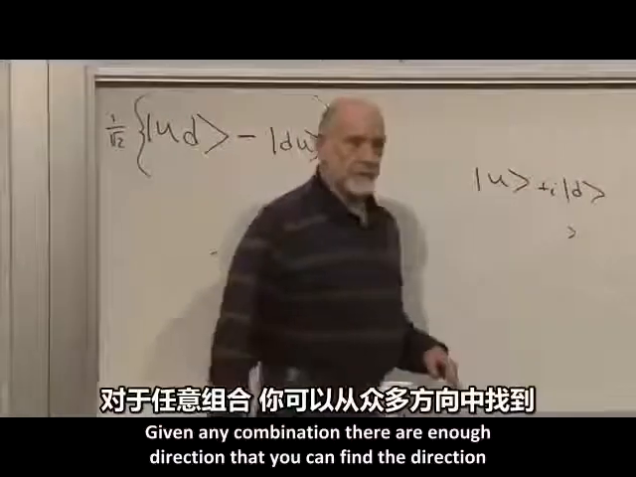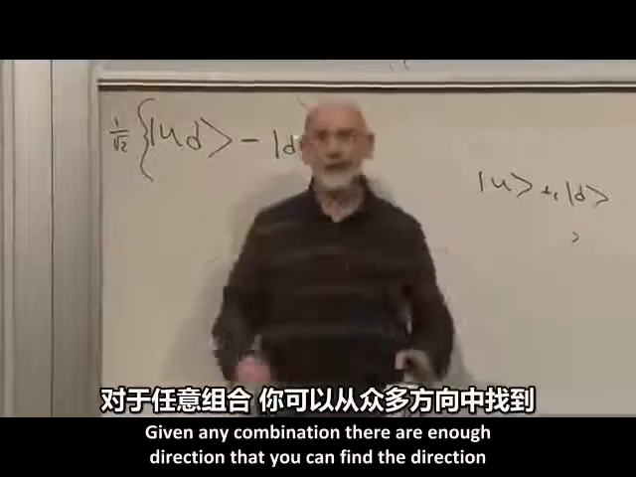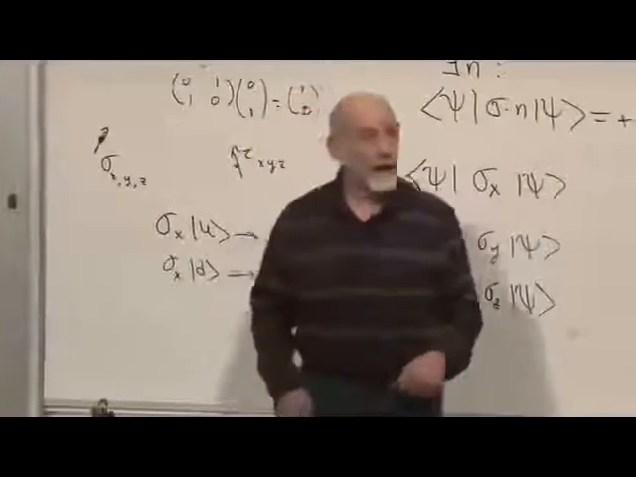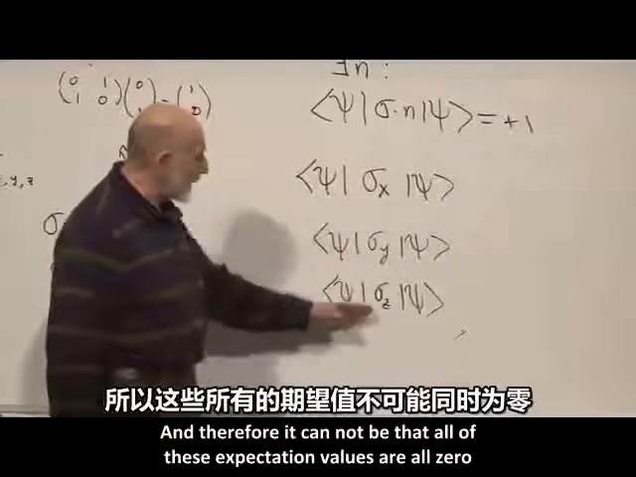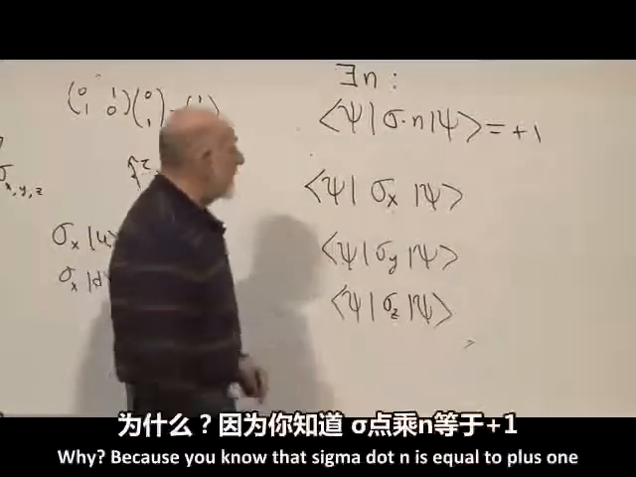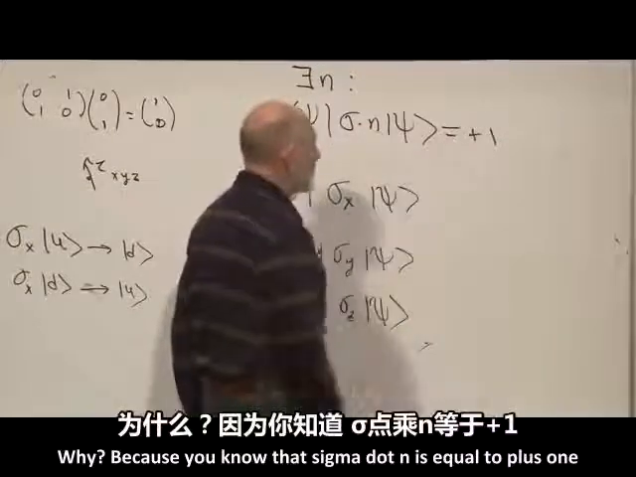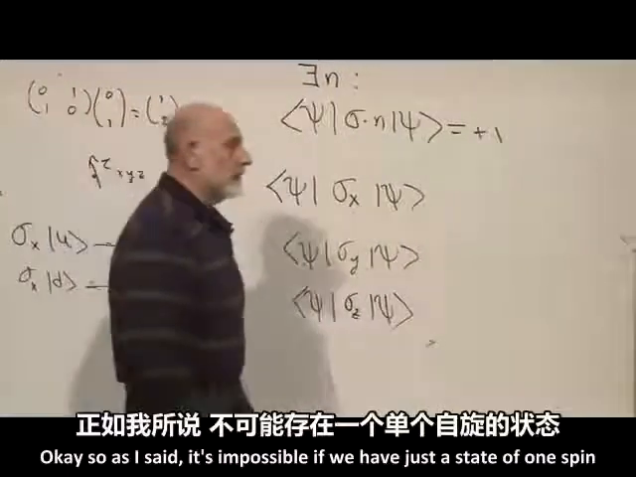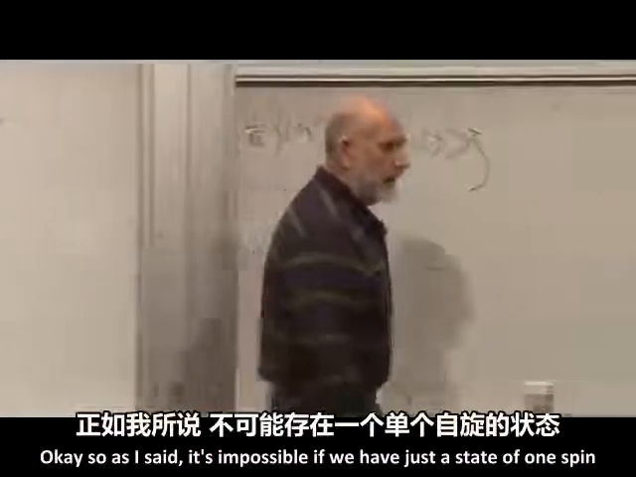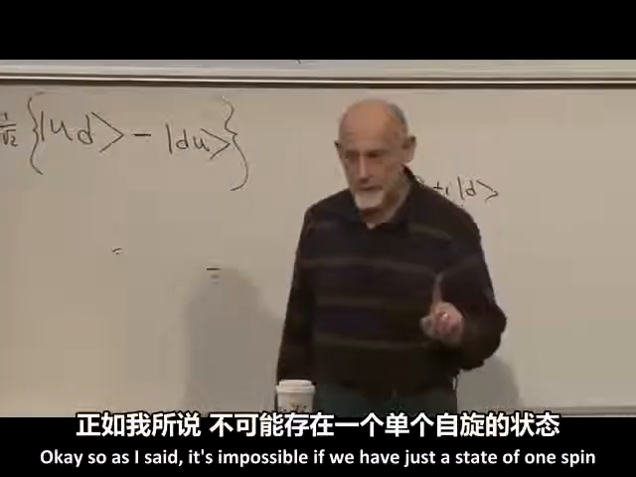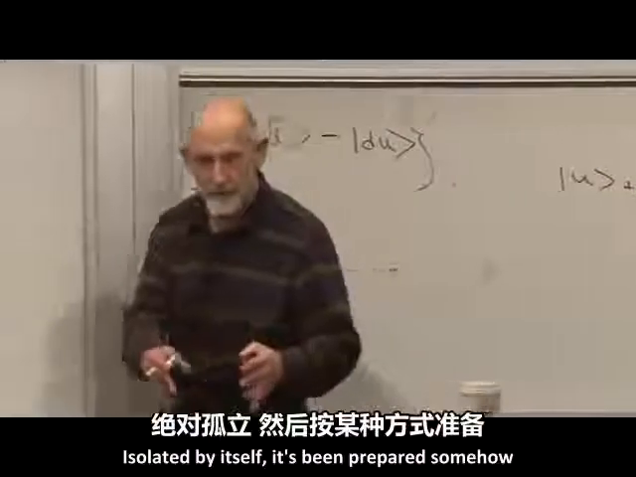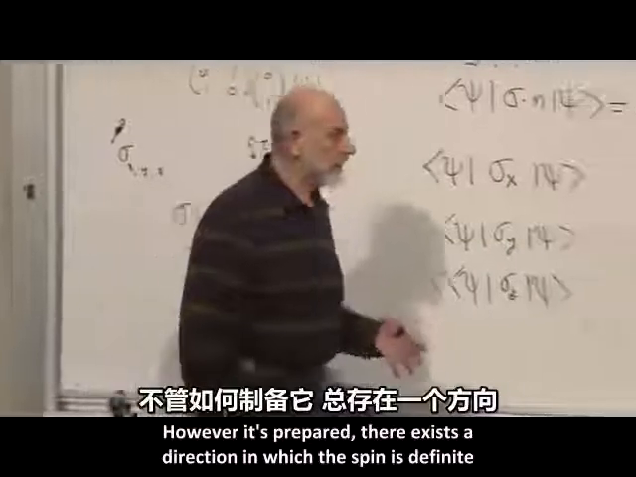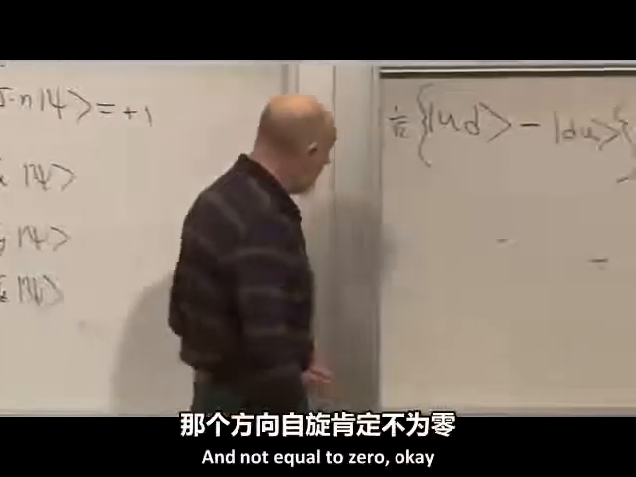Given any combination, there are enough directions that you can find the direction for which sigma in that direction is definitely +1, and therefore it cannot be that all of these expectation values are 0. Why? Because you know that sigma dot n is equal to +1, and that's just a linear combination of these. So it's impossible, if we have just a state of one spin, isolated by itself, however it's prepared, there exists a direction in which the spin is definite and not equal to 0.